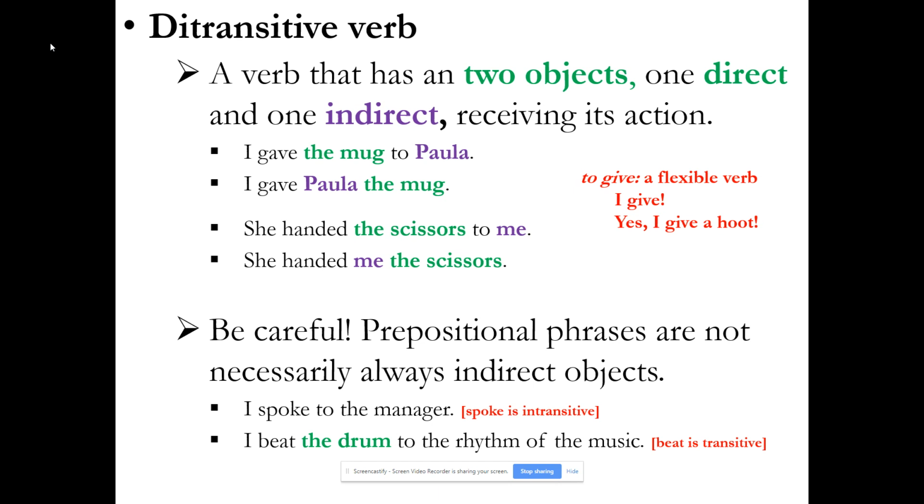and all of this other information, these two prepositional phrases, to the rhythm of the music, right, just helps to make the sentence and idea more specific and express exactly how the drum was beat, right? And so these prepositional phrases add information, but again, neither of them is an indirect object of beating, right? They just happen to be additional prepositional phrases. Beat here is behaving transitively.